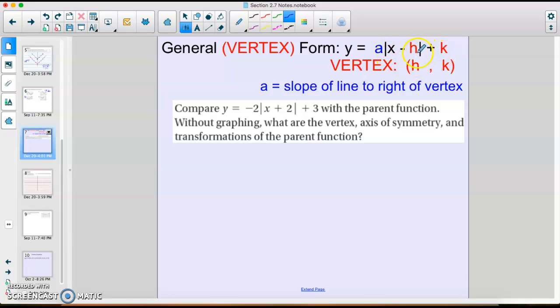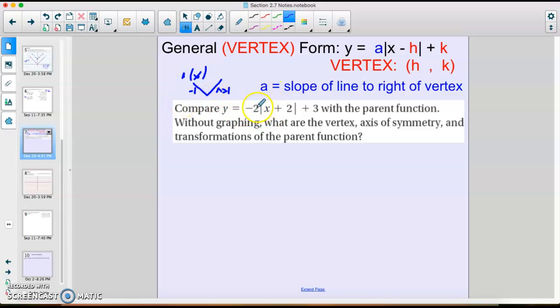Okay, but we know that our vertex is at point (h, k). And so we have a, which is the slope of the line to the right of the vertex. If in our base form, when we had just absolute value of x, technically a is 1, and that's why our slope on the right side was 1, right? And then our slope on the other side should be the opposite of that, -1.